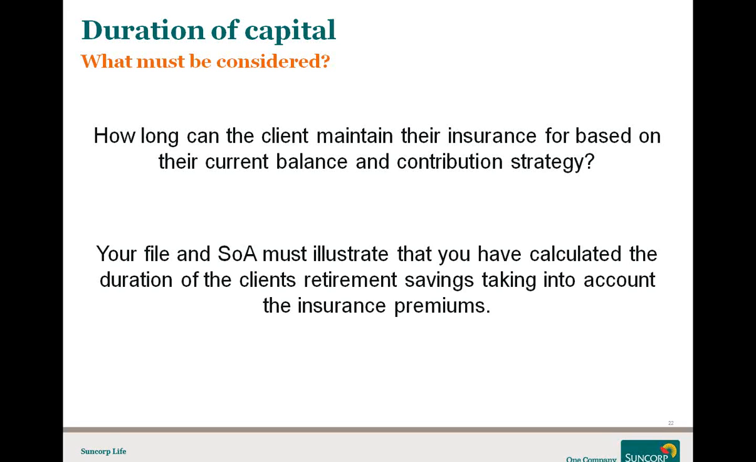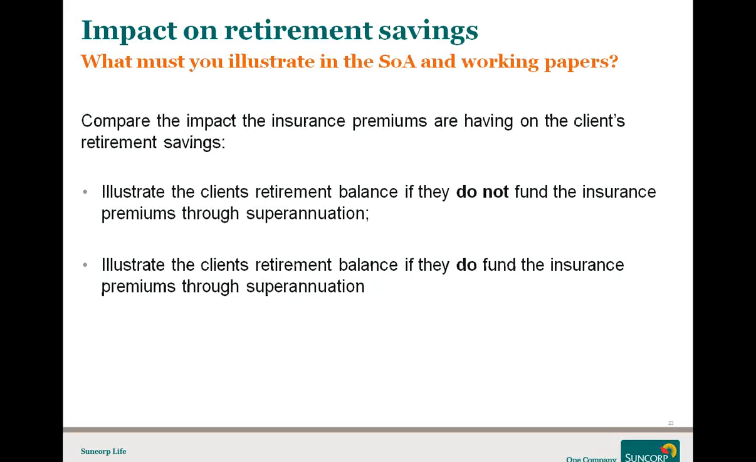So when we're recommending clients pay for their insurance premiums using their superannuation, we have to be outlining the impact that this will have on their retirement savings. So the easiest way to calculate this is to use the superannuation calculator that's available on the ASIC Money Smart website. So what we need to be doing is comparing the impact those premiums will have over the client's retirement savings in the long term.